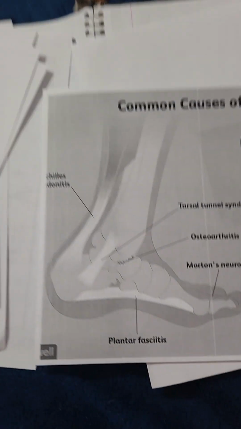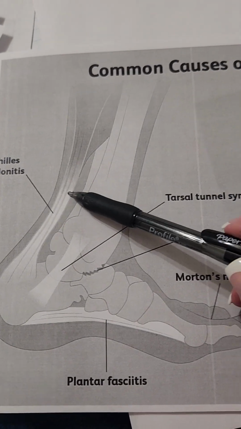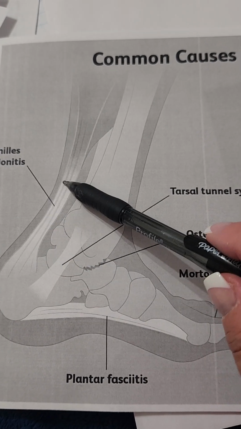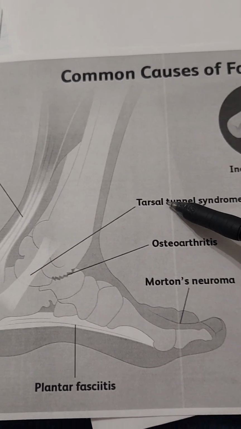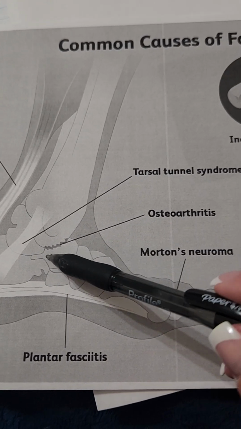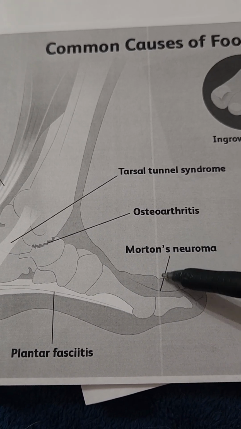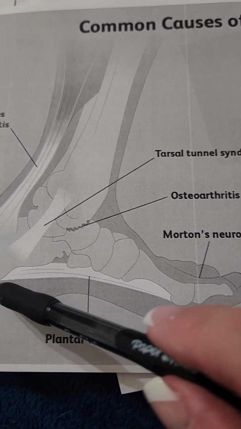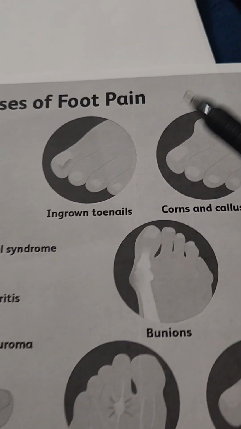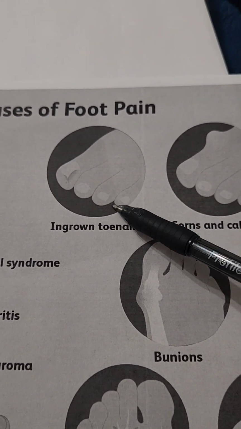Common causes of foot pain. So we talked about Achilles tendonitis last week. There's the Achilles tendon again. Tarsal tunnel syndrome. Osteoarthritis. Morton's neuroma. There's that plantar again. Plantar fascia. Plantar fasciitis. Ingrown toenails.